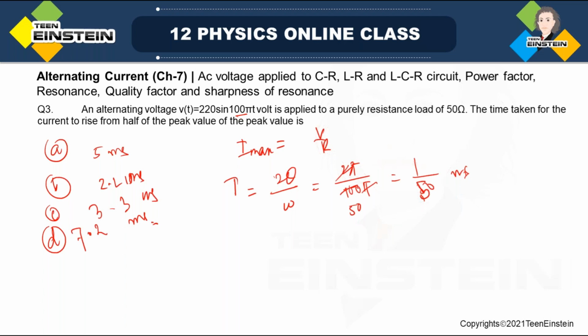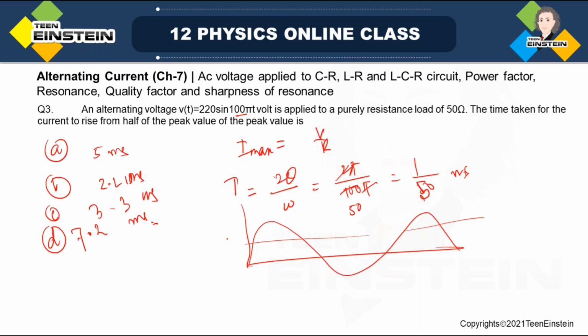So this is 1 by 50 second, the time period, and you know any sinusoidal variation goes like this. So this is the maximum value I max. This is the minimum value. Now the current reaches the maximum value in a quarter of a complete cycle. This is T by 4.